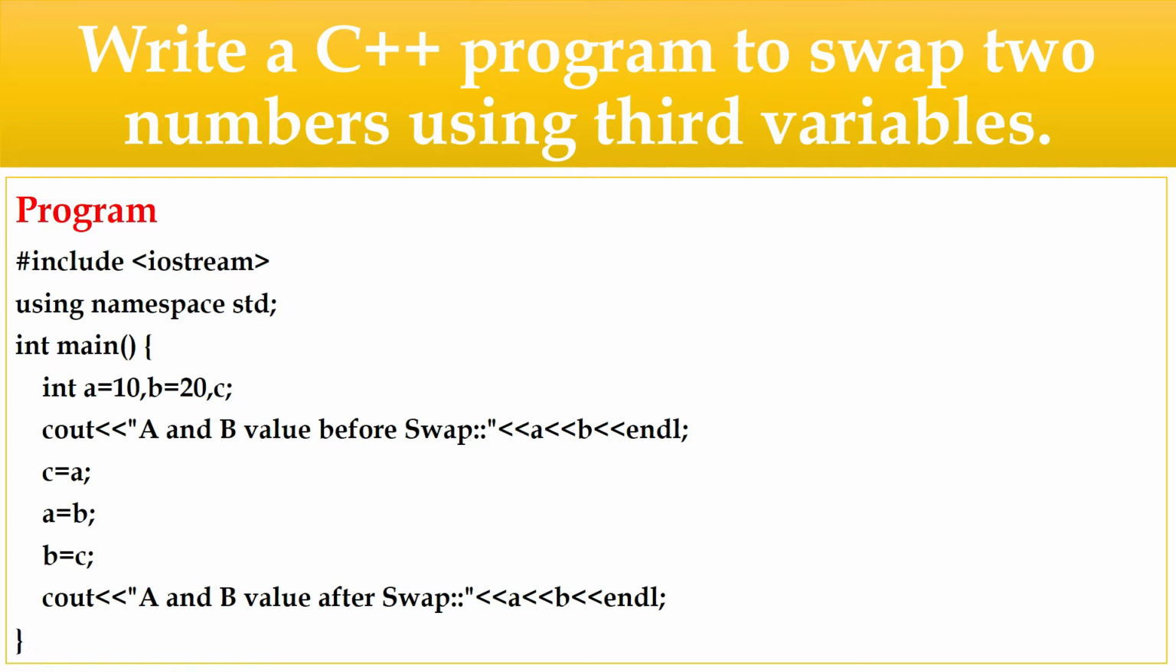And then I have declared three variables, namely a, b, and c of integer data type. a holds the value 10 and b holds the value 20. Now I'm going to print the a and b values as the values before swap. And then now I'm going to do the swap, by assigning the a value to c, and then by assigning the b value to a, and then by assigning the c value to b. Then I'm going to display the values of a and b after swap.